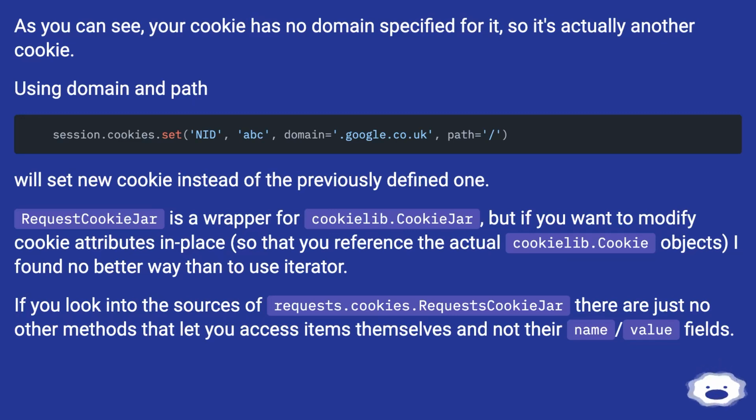RequestsCookieJar is a wrapper for cookielib.CookieJar, but if you want to modify cookie attributes in place, so that you reference the actual cookielib.Cookie objects, I found no better way than to use an iterator. If you look into the sources of requests.cookies.RequestsCookieJar, there are just no other methods that let you access items themselves and not their name/value fields.